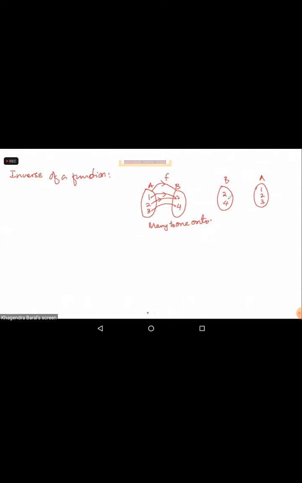Here you will get that the images of 1 and 2 are the same, that is 2. So we get the pre-images of 2 are 1 and 2. Here pre-images of 2 are 1 and 2, which means we have to give the image of 2 as 1 and 2 to find the inverse. And image of 3 is 4 here, and we get image of 4 will be 3. Here it doesn't form a function. It doesn't form a function. Okay?